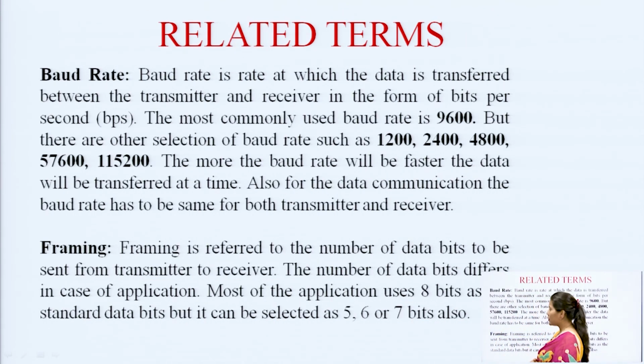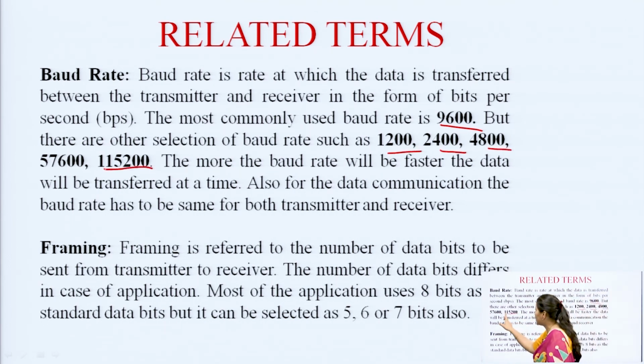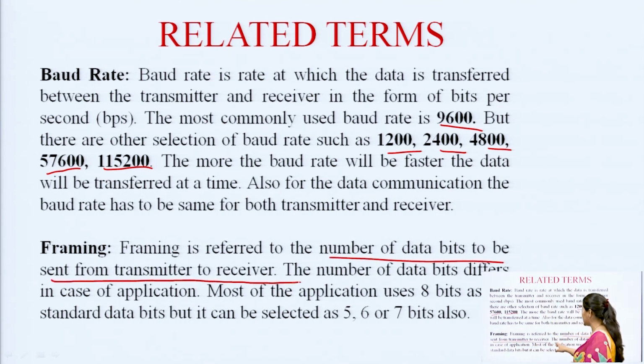There are certain terms related to serial communication. One is the baud rate, which defines the rate of change of signals within each time unit, that is, within each second. Suppose there are 9600, 1200, 2400; these are the different rates for different communication systems. This is known as the baud rate. When we talk about framing, it means how many data bits are to be sent from transmitter to receiver in one unit. That is known as framing.